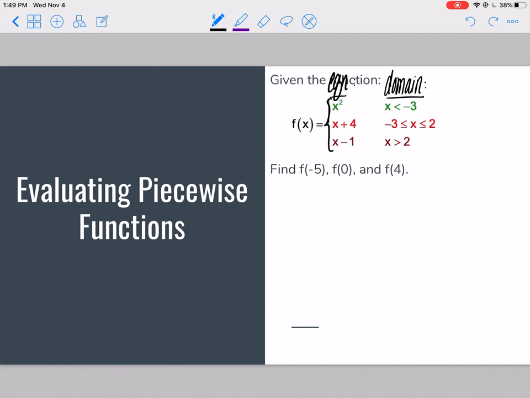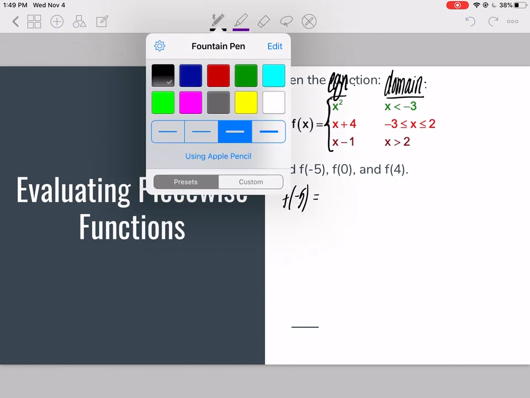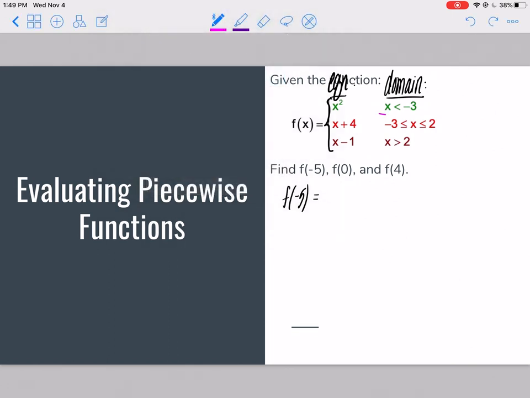So f of negative 5, the first thing that you have to determine is where is that in the domain. So negative 5 is less than negative 3, which means we're going to have to use this first equation. So let me use a different color for that. It's in this. So we're using x squared, f of x equals x squared. So we just plug in negative 5 and square it, which gives us 25.